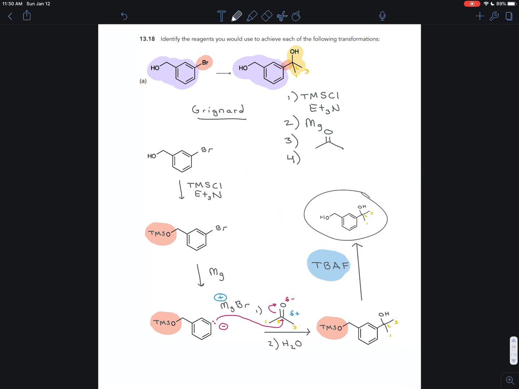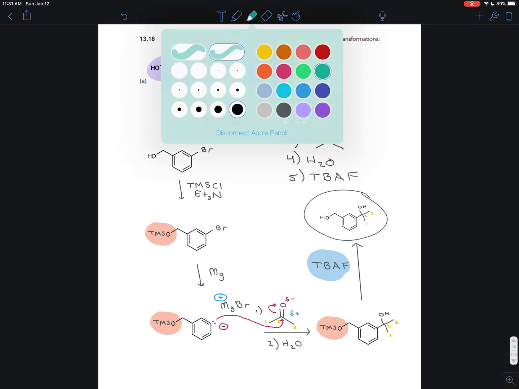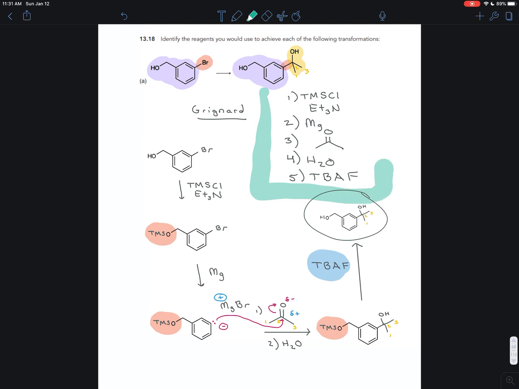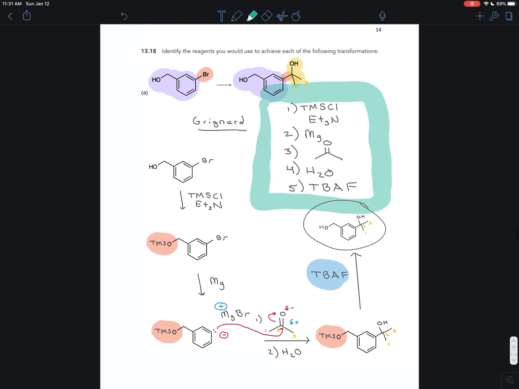And then in your fourth step, you want to follow that up with some water to stabilize the oxygen that has a negative charge in order to get the OH there. And then we just need to deprotect this group, take the TMS group off with TBAF, tetrabutylammonium fluoride. And so this is sort of grandma's recipe for making this transformation happen.